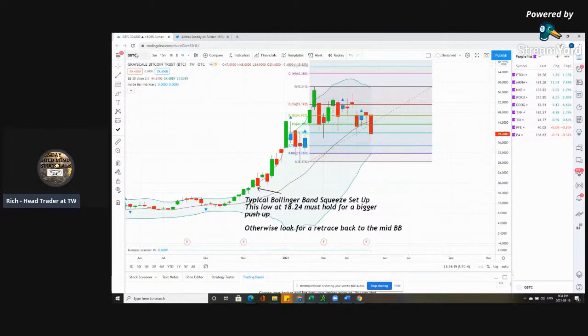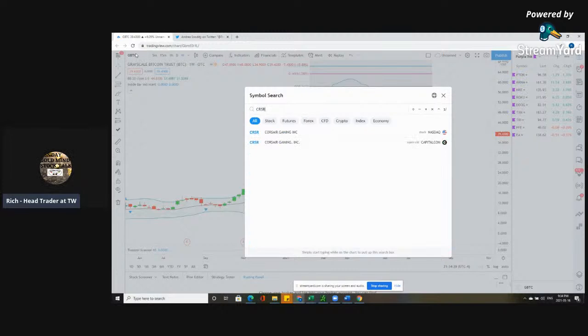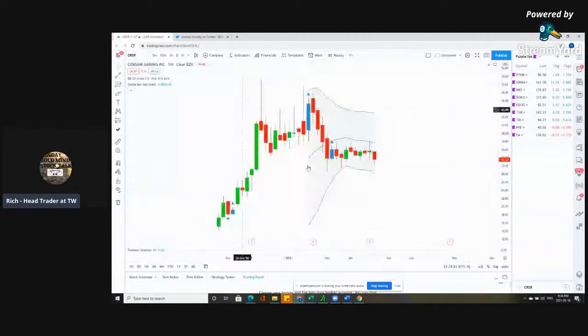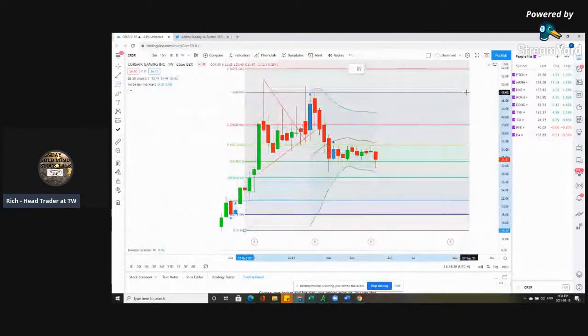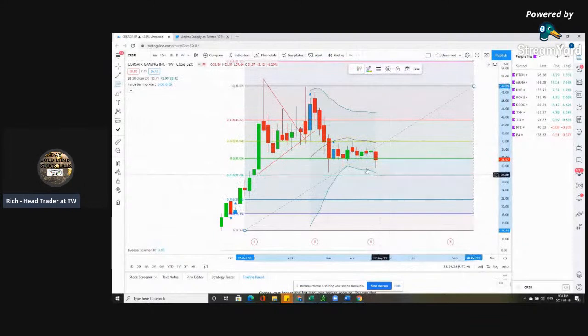Rizwan says CRSR, Corsair. Yeah, Corsair is consolidating at the moment. We take it from the low to the high right here. Look at that, absolutely beautiful. We're just hugging the 50, just loving it. So the bulls need to get above 35.75. They need to break through this range and then the bulls will be okay.